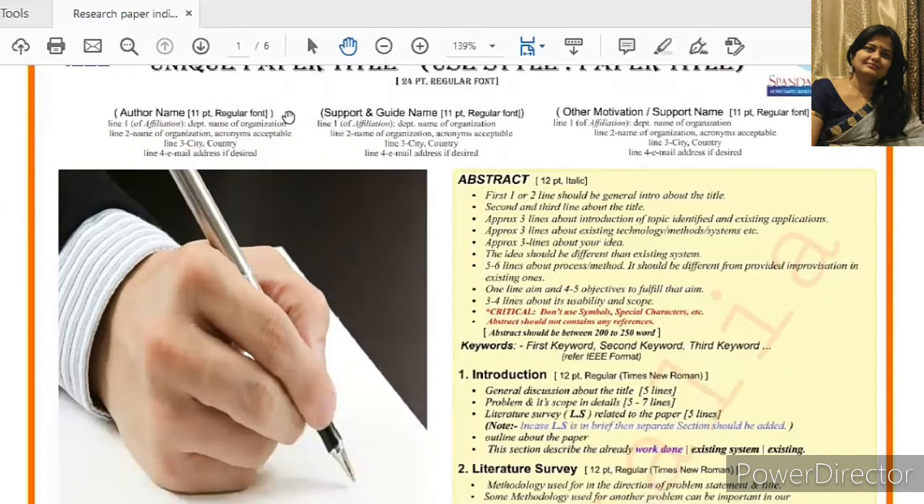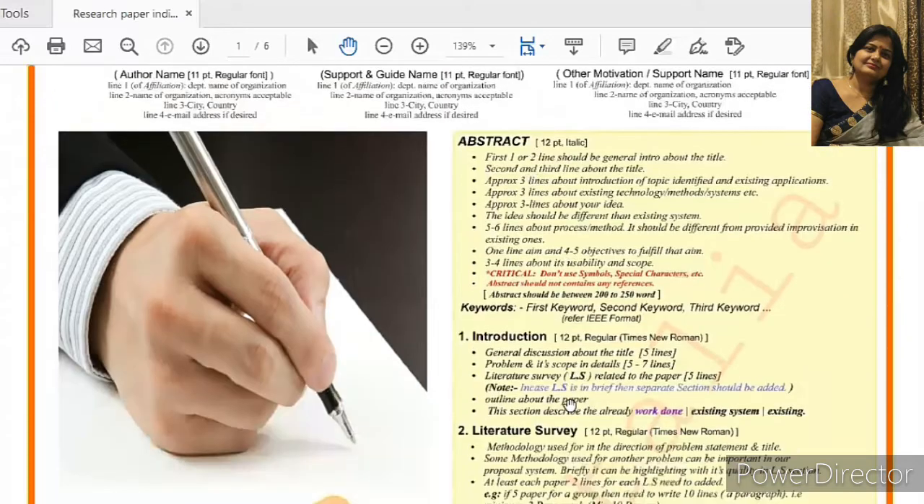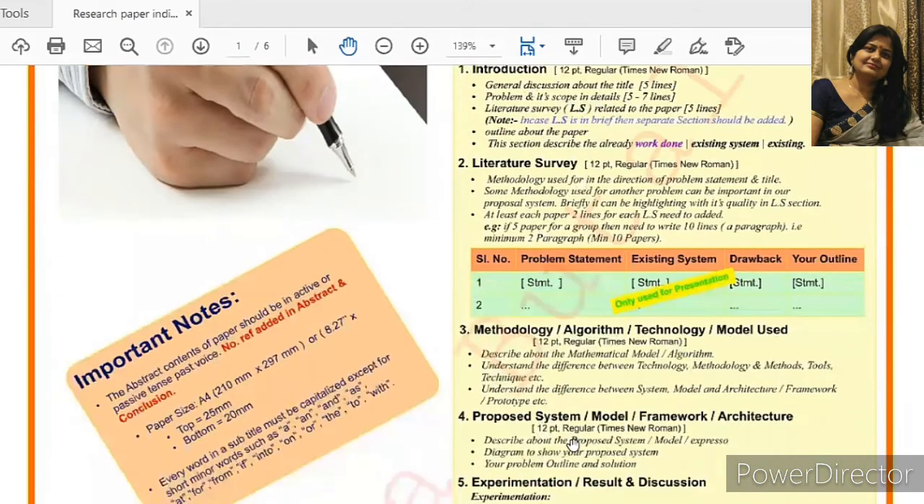So we have the title, the abstract, the introduction, and the literature survey. We have separate presentations on YouTube. The link is given in the description box. You can go and check how to write the abstract, the introduction, the literature survey, how to select your research topic, and all the different modules.